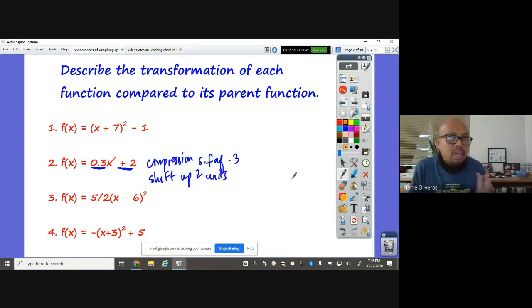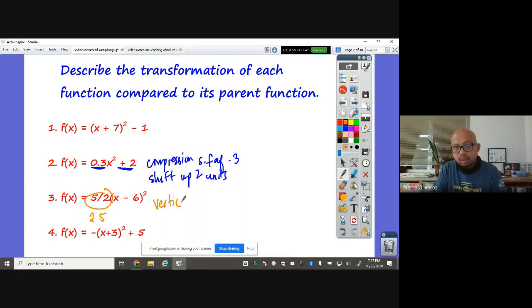It's not always that we have a fraction or decimal that is a compression. Compression is something smaller than 1 but bigger than 0. 5 halves is a fraction, but that means it's 2.5, and that's bigger than 1. Every time it's bigger than 1, it's not going to be a compression. This time it's going to be a vertical stretch, anytime a is bigger than 1, or a is less than negative 1, like negative 2, negative 3, negative 4. So the numerical digit has to be bigger than 1, basically. A vertical stretch means it's going to be narrower than the parent function.